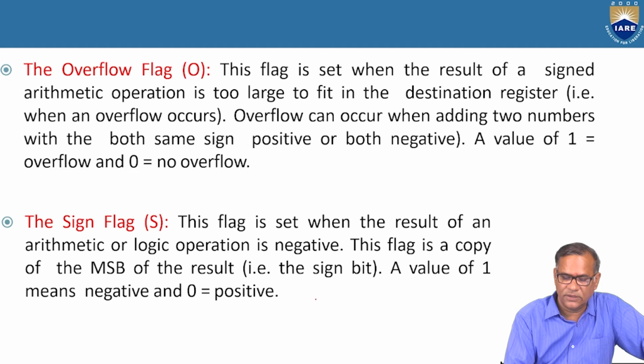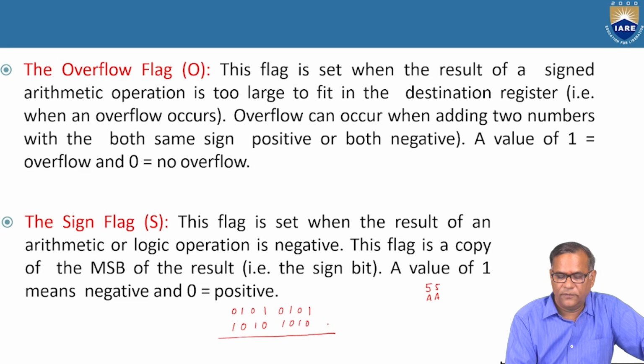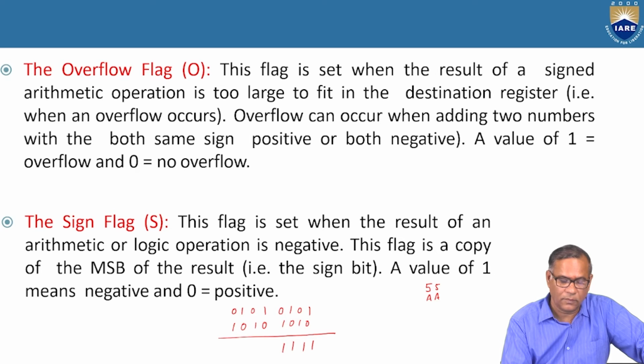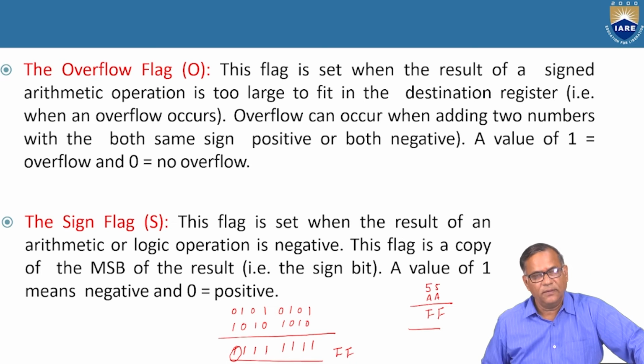For example, let us see this operation: 55H, let us add with AAH. What is 5? 5 is 0, 1, 0, 1. And another 5, 0, 1, 0, 1. Then A is 1, 0, 1, 0, 1, 0, 1, 0. So if you are adding, what are you going to get? 1, 1, 1, 1, then 1, 1, 1, 1. Adding these two, you get FFH. Please note here that the most significant bit is 1. So when the most significant bit is 1, then this flag is activated.